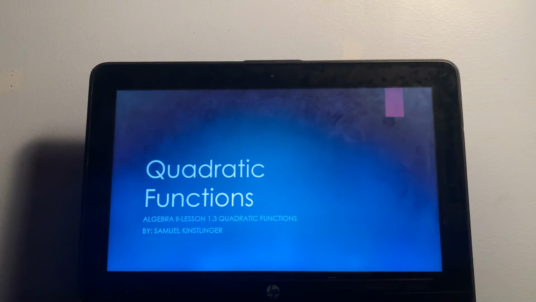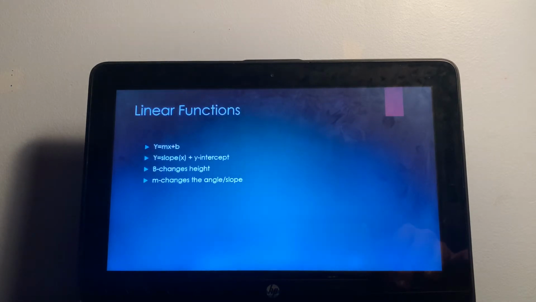Today in Algebra 2 Lesson 1.3, we will be learning about quadratic functions. First, because I don't want to have a whole separate video for it, we're going to go over linear functions. We know it's in slope-intercept form. We'll probably go over the point form, but for now we're just doing slope-intercept form. We have y equals mx plus b.